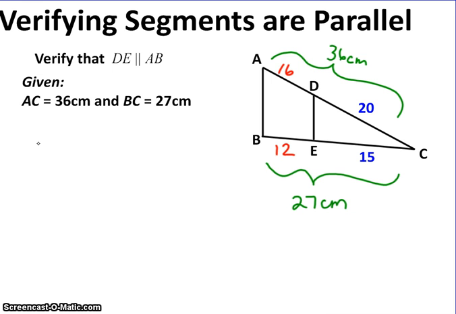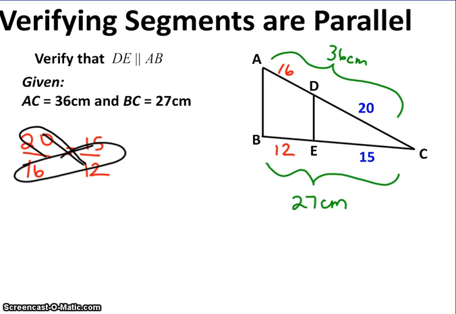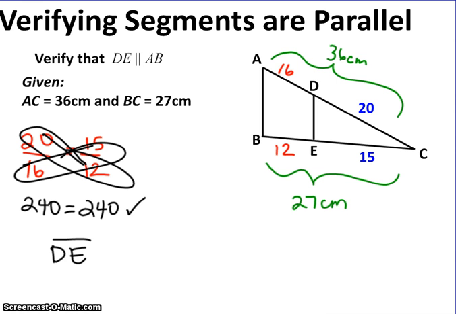So all we have to do now is put it into our proportion. 20 over 16 equals 15 over 12. We are going to cross multiply. 20 times 12 is 240. 16 times 15 is 240. So because they check out, that means the sides are proportional and DE must be parallel to AB. Since the sides are proportional, DE is parallel to AB by the converse of the triangle proportionality theorem.